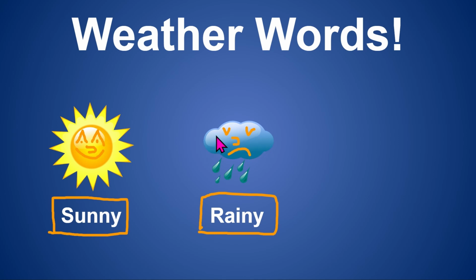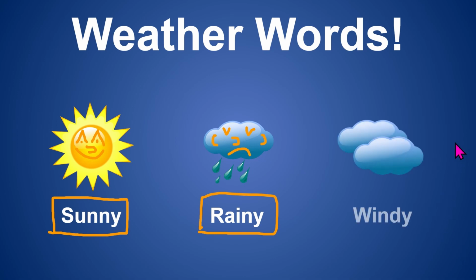Now, in Taiwan, it rains a lot, right? So can it rain on a sunny day? Sure, but when we're just talking about simple things like how is the weather, we can just use one of each. Now, the third and final word we're learning today is windy.